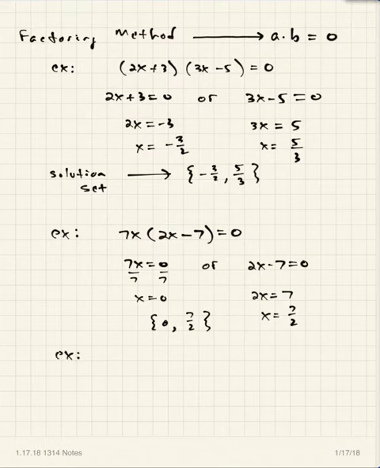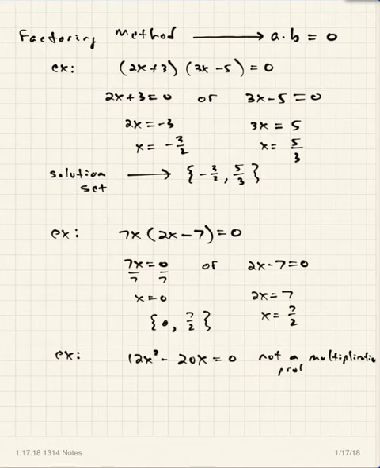Now, if the equation's not in factored form, then you've got to be able to factor it and put it in that factored form. So let's say we have an equation that looks like this one, 12x squared minus 20x equals 0. So that's a quadratic equation, but it is not in factored form. It's not a multiplication problem. And since this is not a multiplication problem, we have got to be able to write it as a multiplication problem so we can solve the equation.